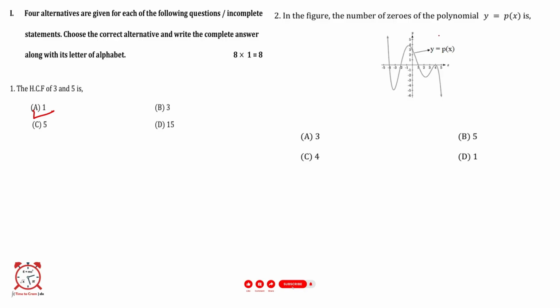Second question is for the polynomial. You can see the graph of the polynomial here. The graph intersects the x-axis at different points. Let us find how many points there are in the intersection of the graph with the x-axis. Here this is the first point, second point, third point, and fourth point. So the answer is 4. So in this way, we will solve the entire board question paper of set 1.